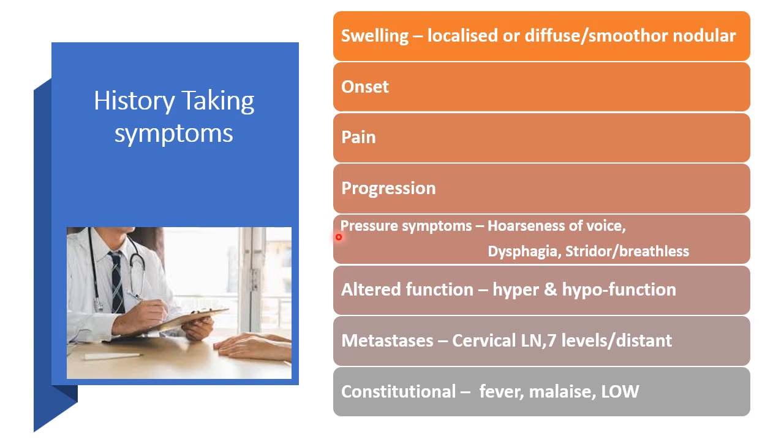Then the other important one is pressure symptoms due to the size of the lump in the neck, and this includes hoarseness of voice due to recurrent laryngeal nerve involvement, dysphagia due to pressure on the esophagus, stridor or breathlessness, which is due to pressure on the trachea.